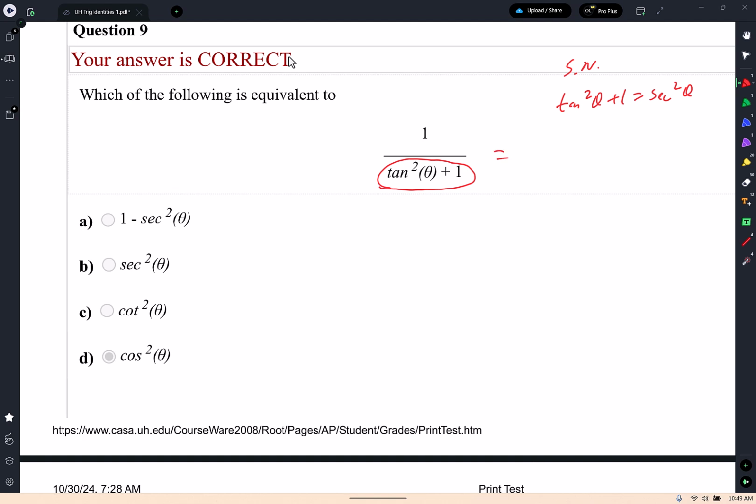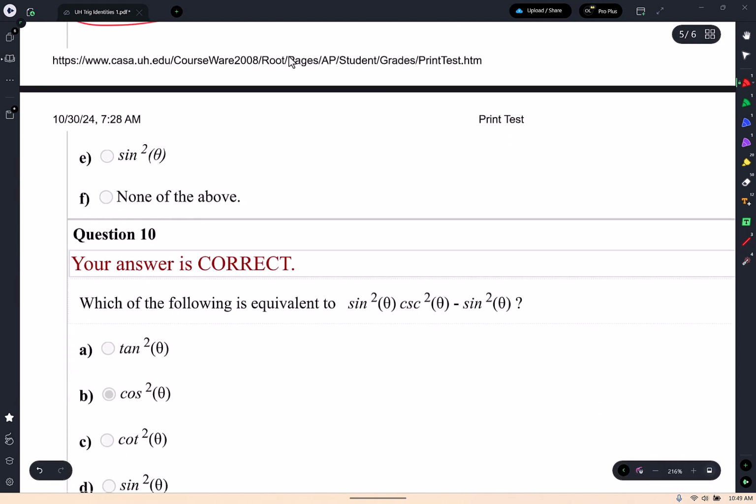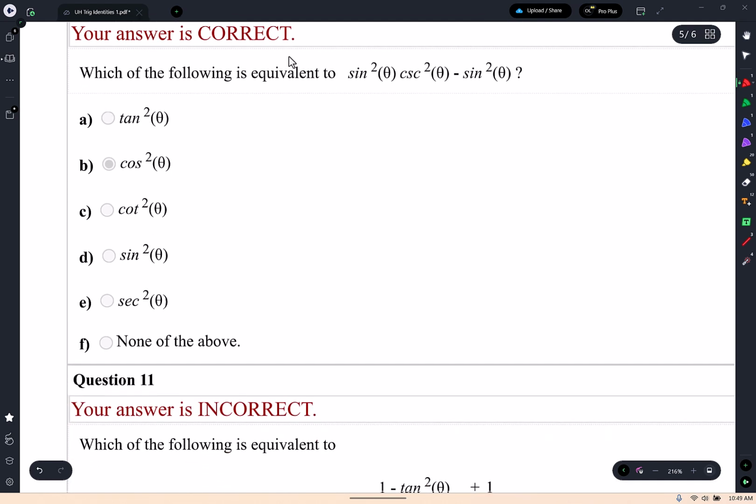So I'm going to rewrite this as 1 over secant squared theta. What's 1 divided by, if I have a secant squared theta on the bottom and I bring it up, what does it turn to? Cosine squared theta. There it is. So look for that. Is this helping, guys? Okay.